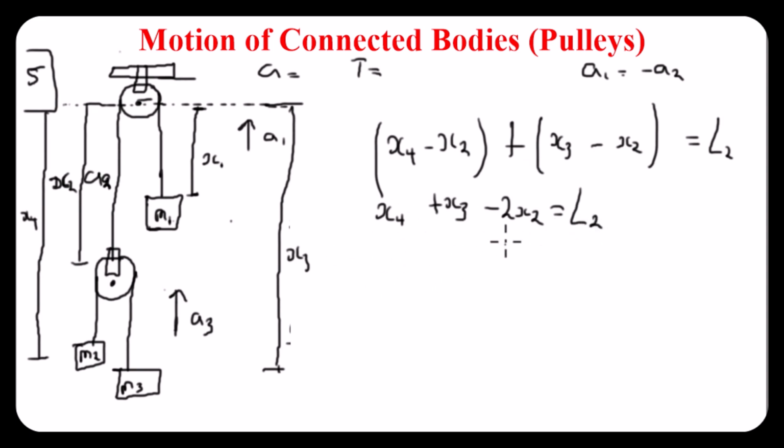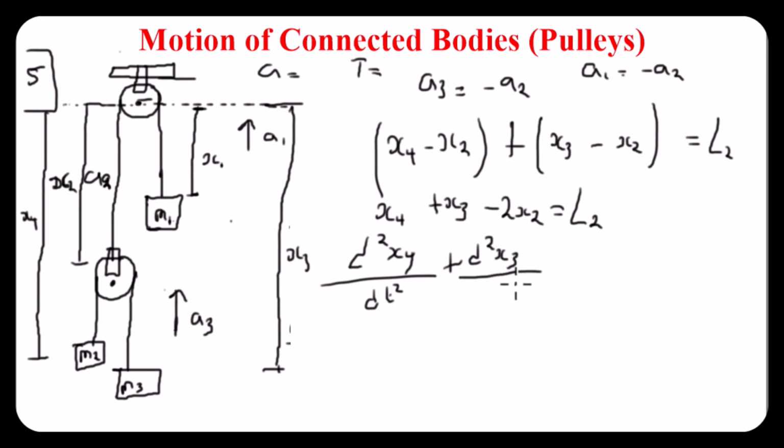Now, before we move further, differentiating this expression, let's find out from logic what our acceleration A3 would be. Since A2 is coming downward and A3 is moving upward, we can come to another conclusion, that the M3 acceleration would be equal to the negative of the A2 acceleration. So A3 is the same thing as negative A2. Now, this said, let's differentiate this expression. If you differentiate twice, that is d squared x4 over dt squared plus d squared x3 over dt squared minus 2 d squared x2 over dt squared equal to d squared L2 over dt squared.